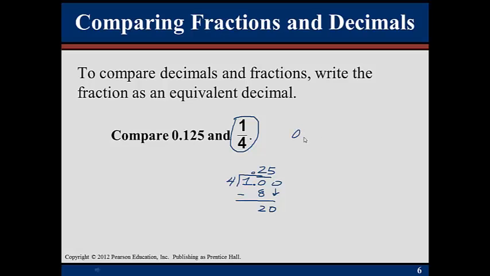So now we can compare 0.125 and 0.25. Well, they both have the 0. They are equal and they match up. They both have the decimals, match up. And then the 1 and then 2. Who's bigger? The 2 is, therefore, 1/4 is bigger than 0.125.